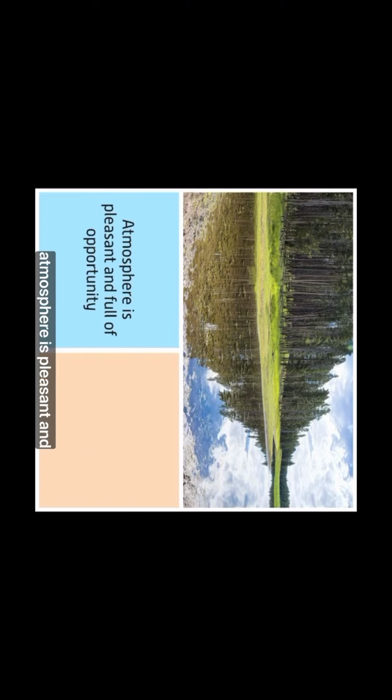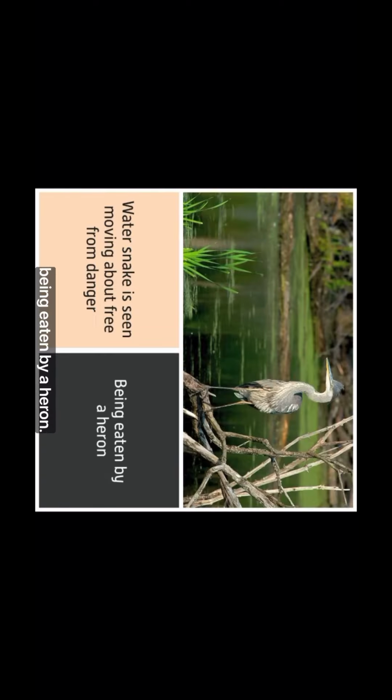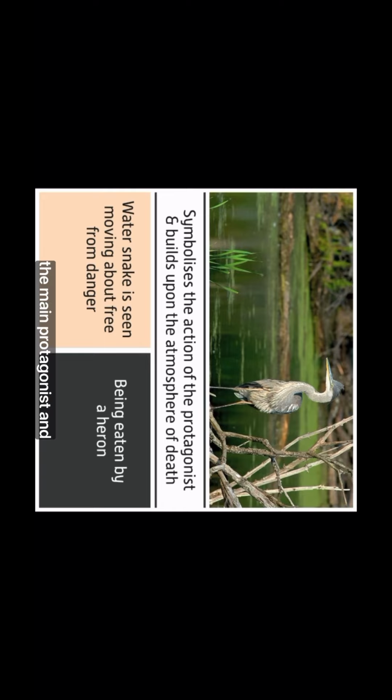An example can be found in John Steinbeck's Of Mice and Men. A green pool is used in the setting at the beginning and end of the novel. At the beginning, the atmosphere is pleasant and full of opportunity. By the end, this is a place of death. The change of atmosphere is shown through an animal, the water snake. At the beginning of the novel, the water snake is seen moving about free from danger. At the end, it is being eaten by a heron. This symbolises the action of the main protagonist and builds upon the atmosphere of death.